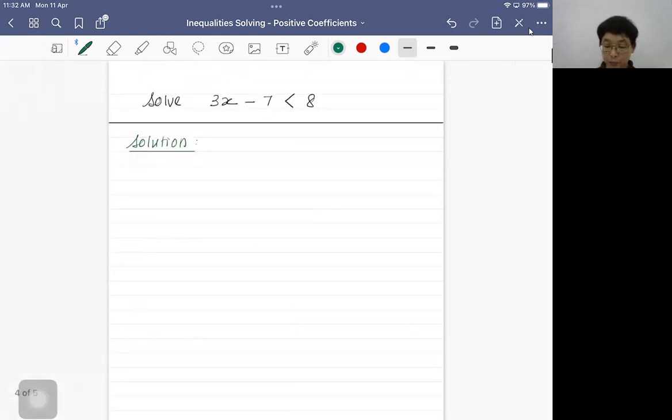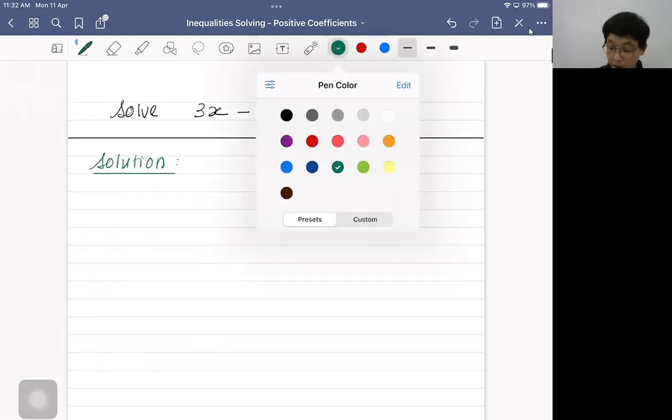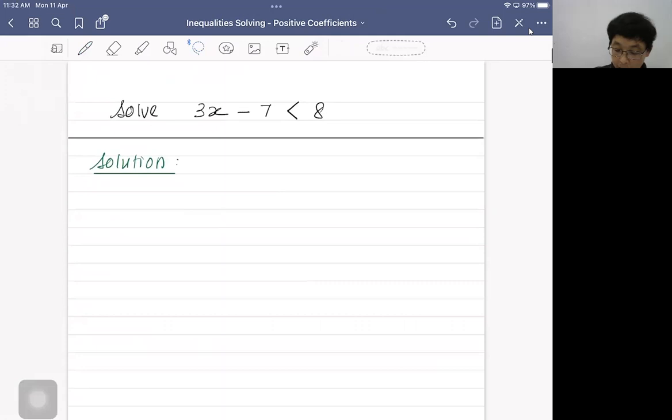Okay, let's move on. Now I have posted one question here for your practice. You may pause the video now and join me later and check it out for more confirmation. All right, so now I believe you have paused the video, and let's take down the equation. Let's copy down. Remember, when there is a positive coefficient, you will just do exactly as what you did with an equation.